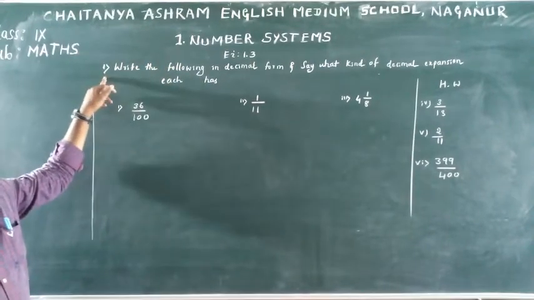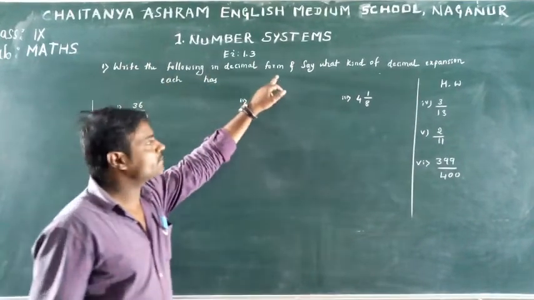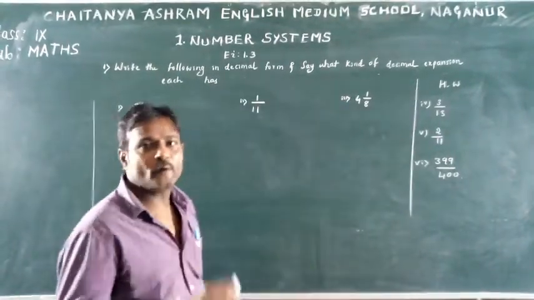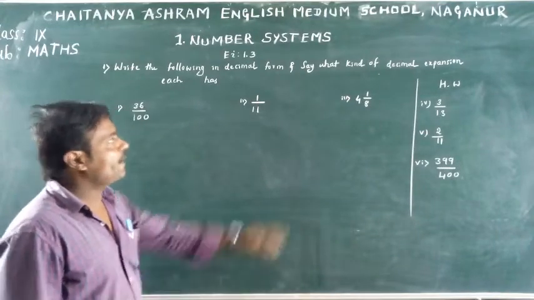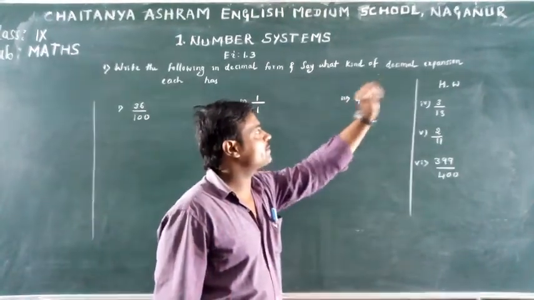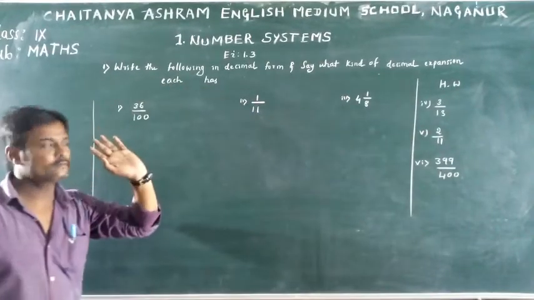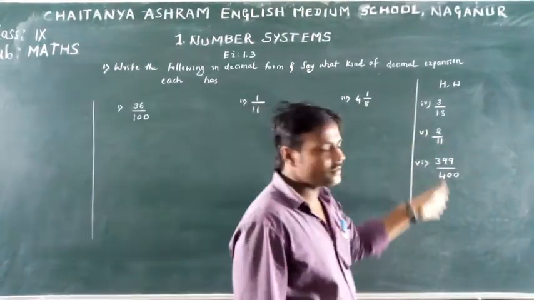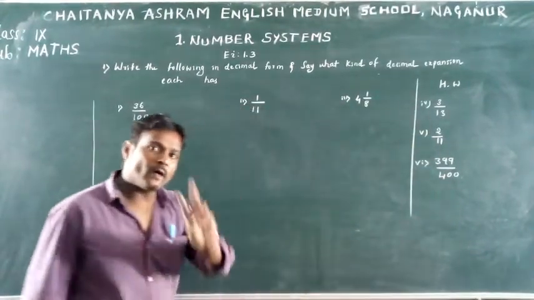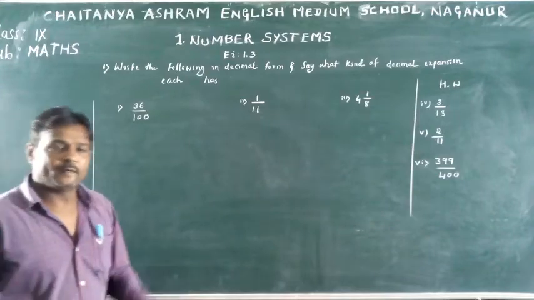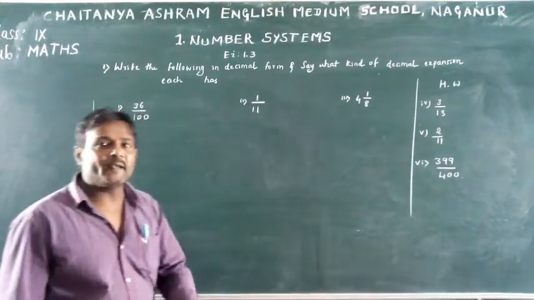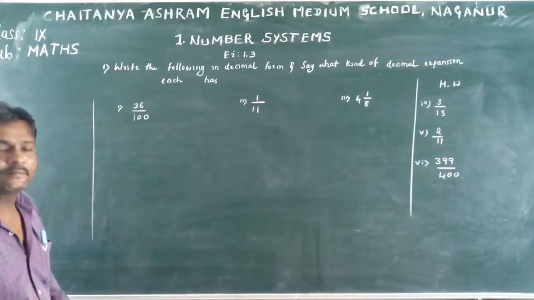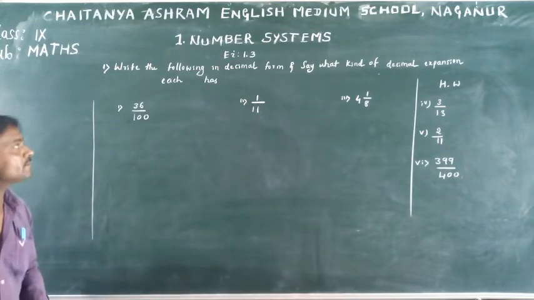So this is the first one. Write the following in decimal form. Write each in decimal form, means you have to write the decimal expansion and say what kind of decimal expansion each has. So dear children, these all are rational numbers. They have only two kinds: terminating decimal expansion or non-terminating recurring decimal expansion. So anyway, we check. First we write the decimal expansion.